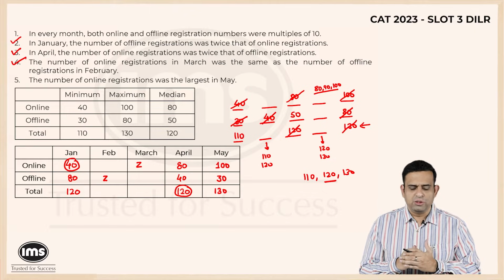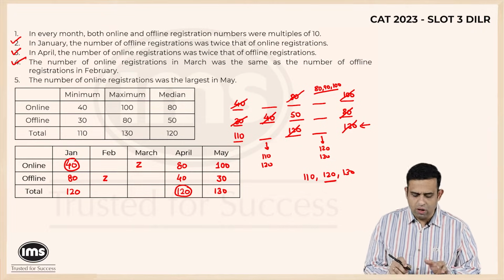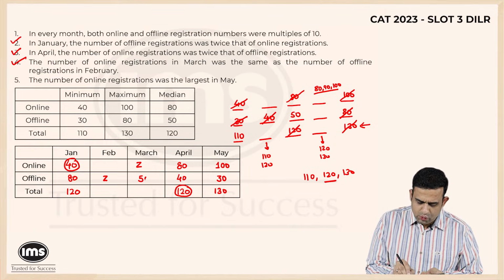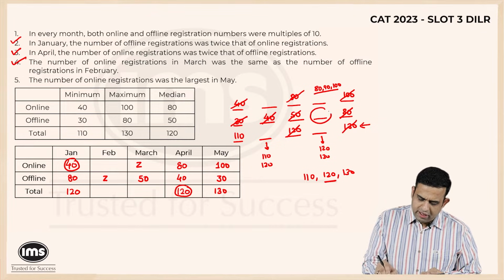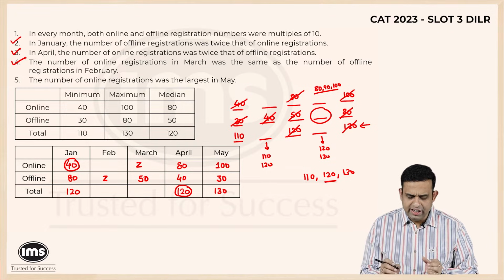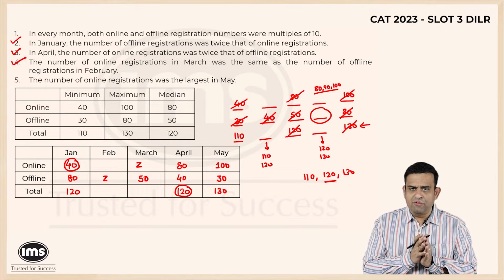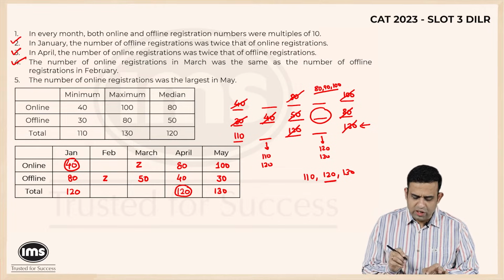Now let's look at the possibility that the 50 belongs to offline registration in the month of March and not February. If I call this equal to a 50, again we have used a 30, 40, 50 and 80. And this particular number again can only be 50, 60, 70 or 80. Now again between the month of Feb and March, one of them is going to come out to be nothing but the number 110.